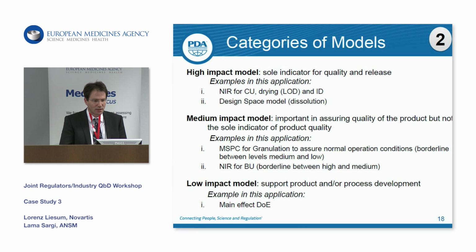As an introduction, there's a categorization of models depending on their impact to the release mechanism. So we are speaking of high impact models, which are the sole indicator for the quality and release. Examples for that would be the NIR for content uniformity, which would be a one-to-one surrogate of the already established HPLC model. Medium impact models could be considered, for instance, the NIR for the blend uniformity, which is, so to speak, an in-process control in order to control our blending process, as well as the multivariate statistical process control models for granulation or for drying, which is assuring that we are still operating in our expected normal operating conditions.